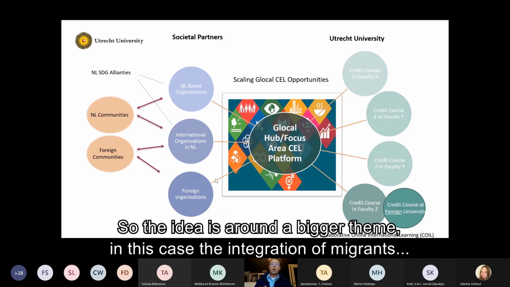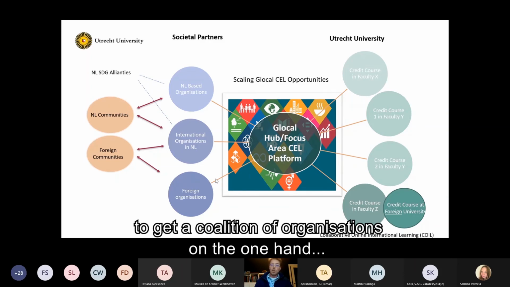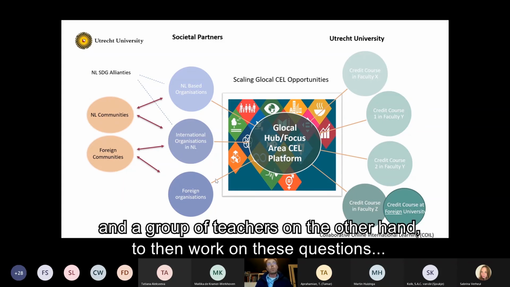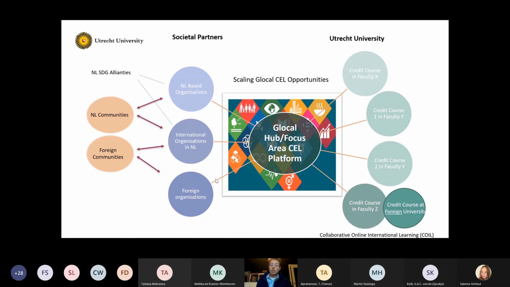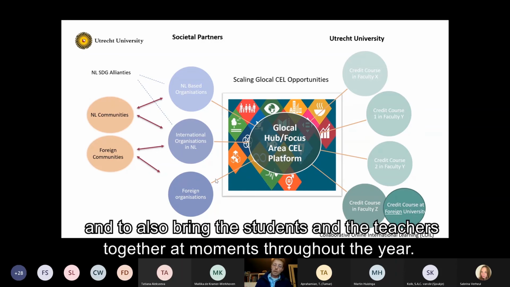The question of the image of migrants in the media might be of interest to colleagues within our media department in humanities. So the idea is, around a bigger theme, in this case the integration of migrants, to get a coalition of organizations on the one hand and a group of teachers on the other hand, to then work on these questions and to also bring the students and the teachers together at moments throughout the year.